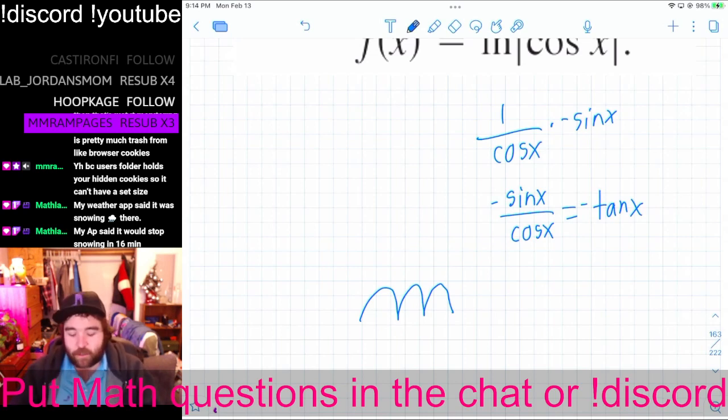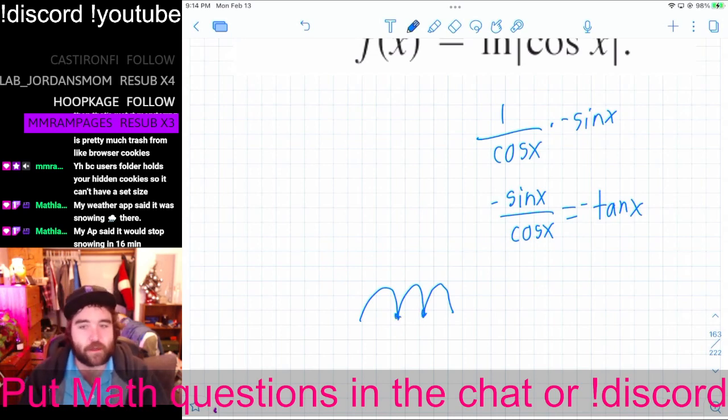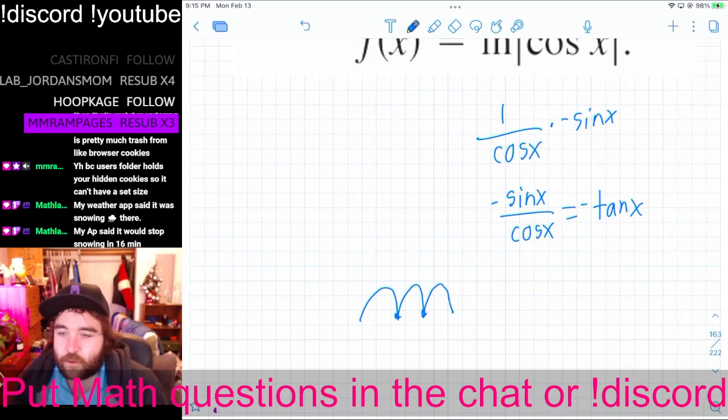And why does it make sense that we have these non-differentiable points? Well, remember that tangent is not continuous. Tangent has the asymptote. So everywhere that tangent has an asymptote, that's going to be a non-differentiable point of our graph. So there we go. Negative tan of x.